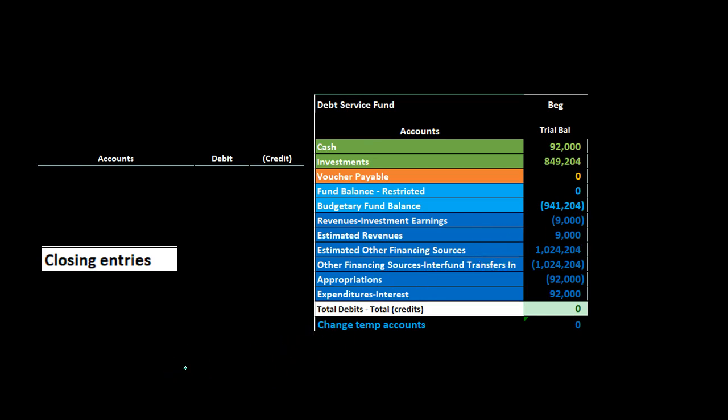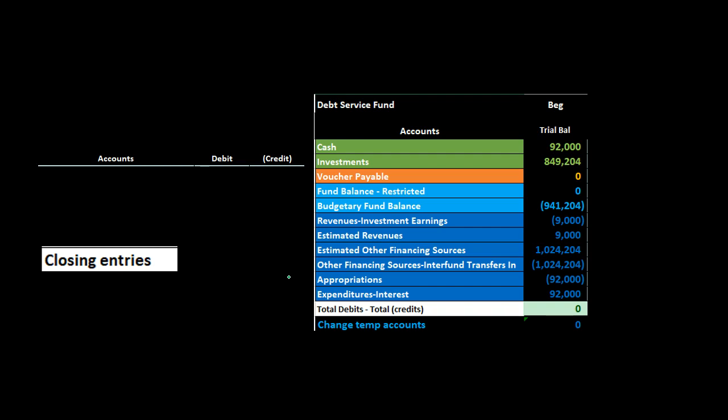Now we're going to take a look at the closing entries. So we'll go through the closing entry process. This is going to be similar to for-profit accounting, but we're going to have to deal with the estimated accounts and the non-estimating accounts. So we have to deal with those added accounts that are estimating type of accounts.